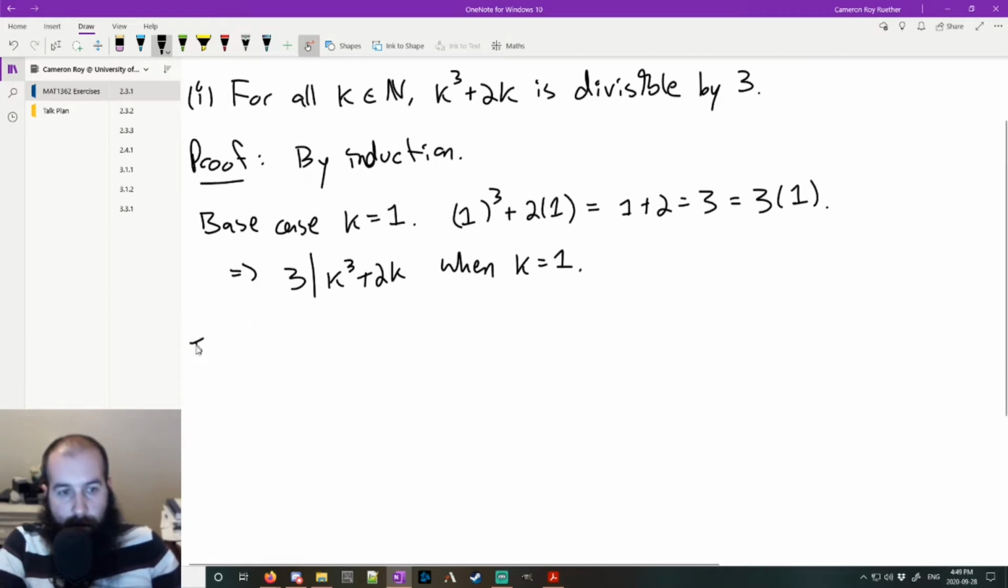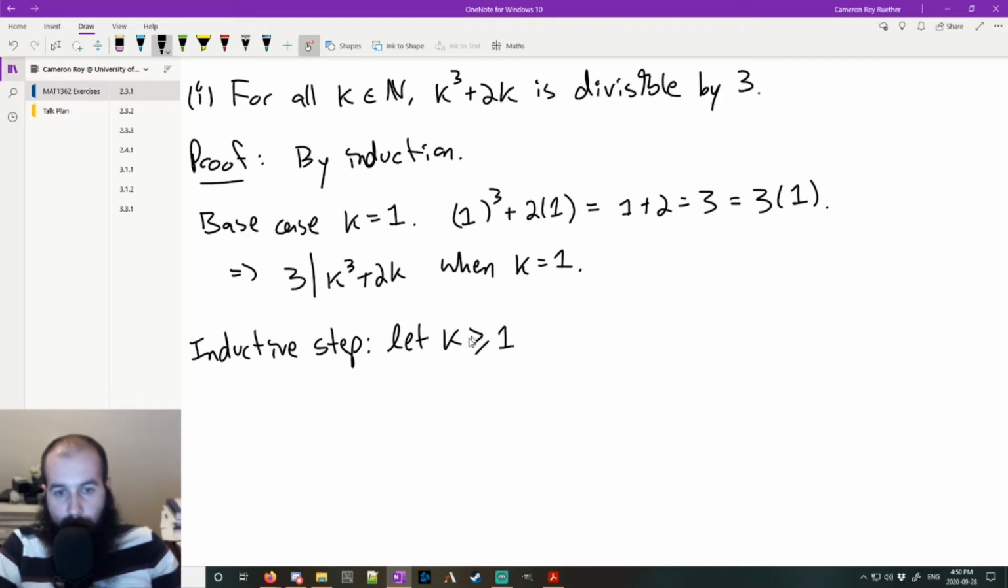For the inductive step, we should start with our inductive hypothesis, which is to let k be greater than or equal to 1, always greater than or equal to the base case, and assume that 3 does divide k cubed plus 2k. So we let k be greater than or equal to 1, and we assume the result at k. We're going to work towards proving it for k plus 1.